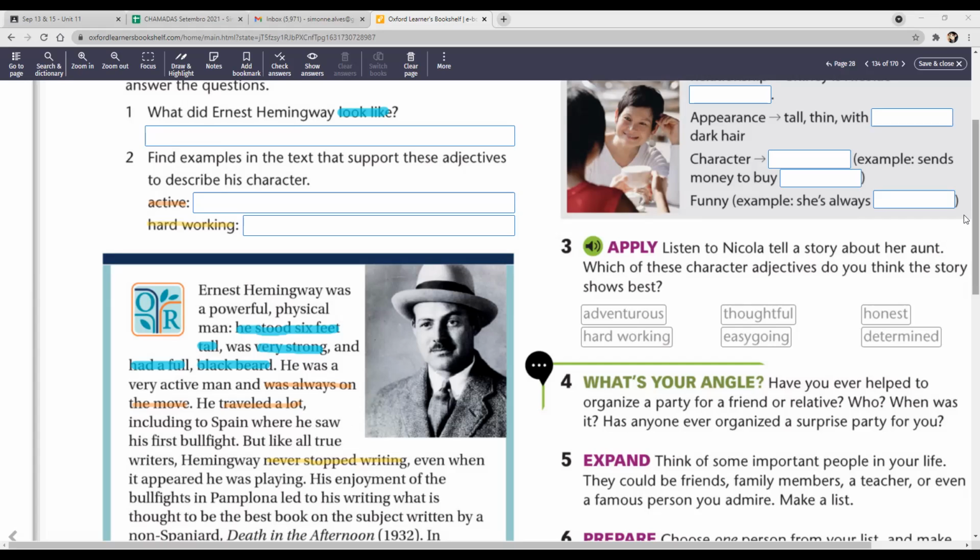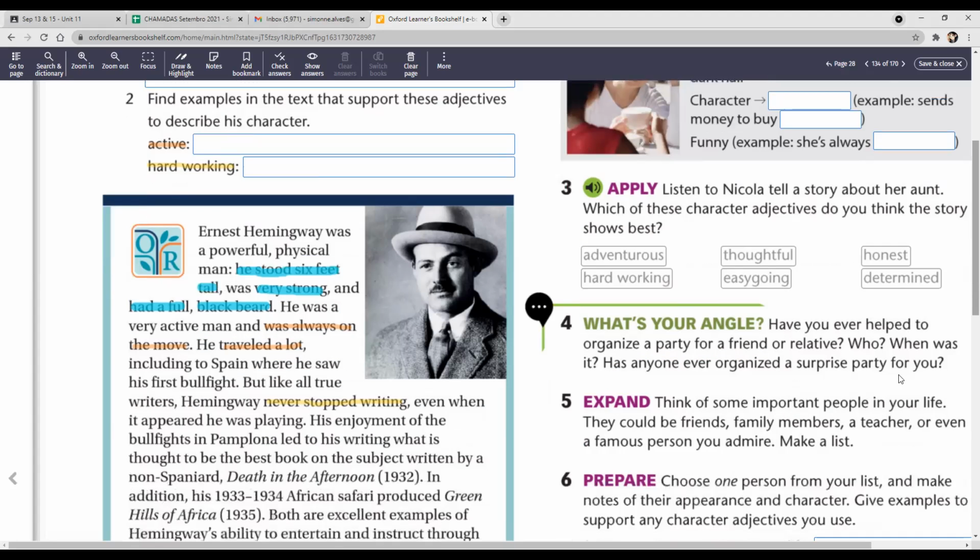Hardworking. Yes. So which example from the text do we have to support the idea of a hardworking man? Because he never stopped writing. Yes, okay. So he was always producing. So he was an avid writer. He wrote a lot of books, right? So he was hardworking.